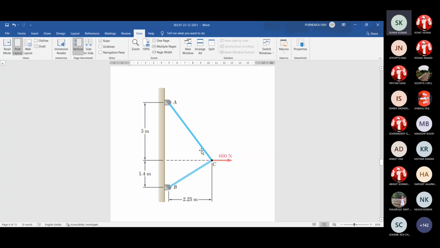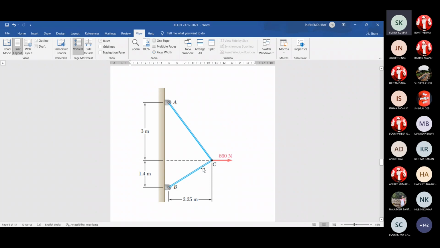If it is angle theta 1, then what about tan theta 1? 3 divided by 2.25, both in meter. And what about this angle? 1.4 divided by 2.5 meter. So find out theta 1 and theta 2 from inverse tan or arc tan. Then determine the sine values and cosine values.